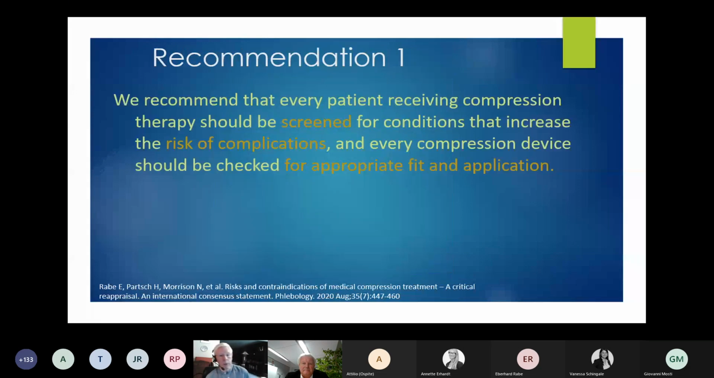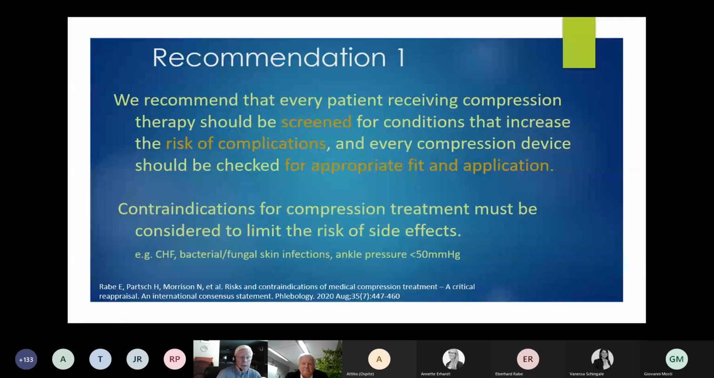So the first recommendation is that every patient that's going to receive compression is screened for conditions that might increase their risk of complications for any compression device, for appropriate fit and application, and that the contraindications for compression treatment must be considered to limit the risk of side effects. So patients who have congestive heart failure, infections, ankle pressures less than 50 millimeters of mercury should all be carefully screened.